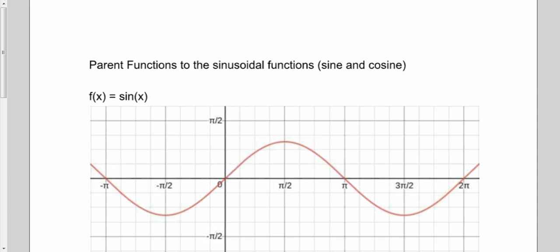Sine and cosine are what we consider to be called sinusoidal functions. Now, this is sine right here in red. What are some things that we know about sine from our time in Algebra 2 last year? What do we know about sine?